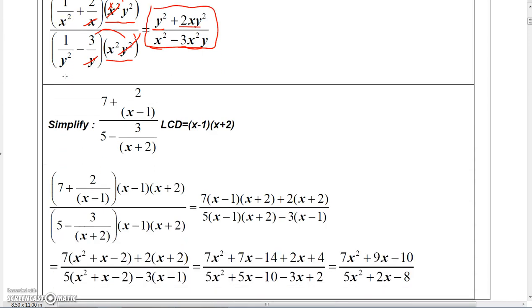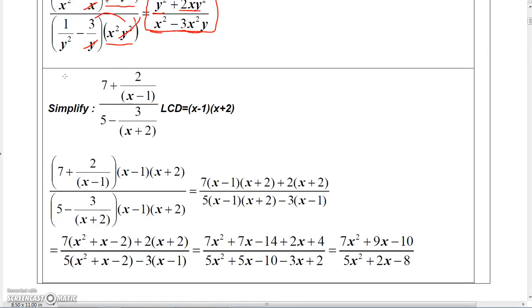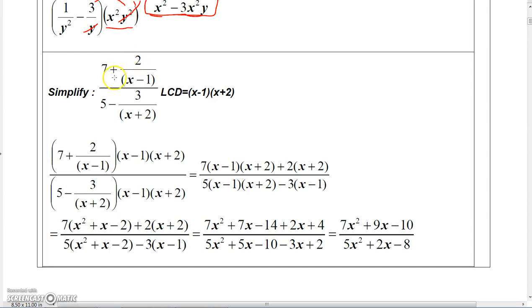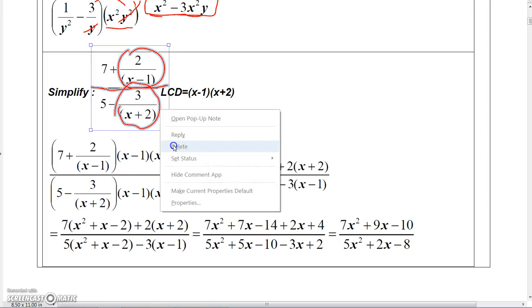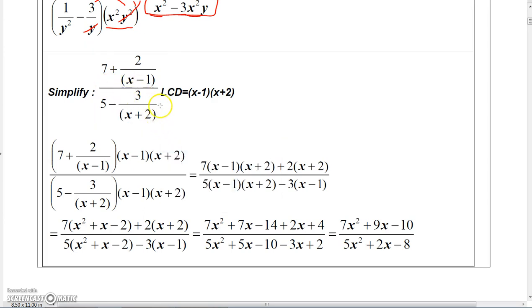And I got another one here for you. This one's a little bit different, but it's still a complex fraction. So here's the major fraction line right here. And then in the numerator I have this fraction, and in the denominator I have this fraction. So basically I have fractions within fractions, which gives me a complex fraction.